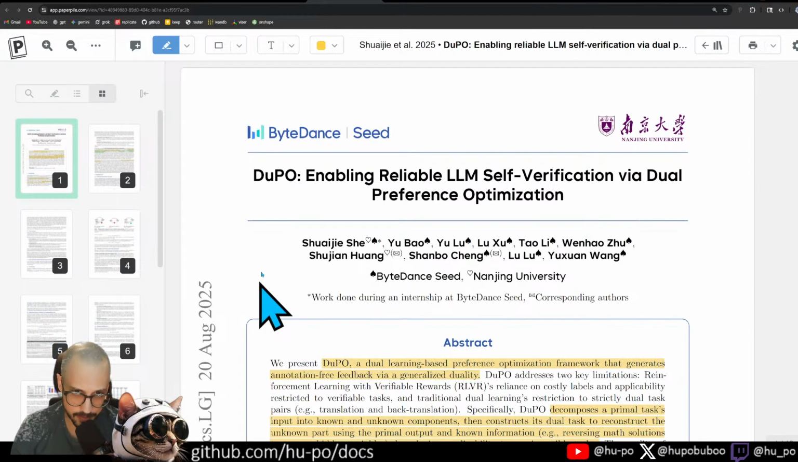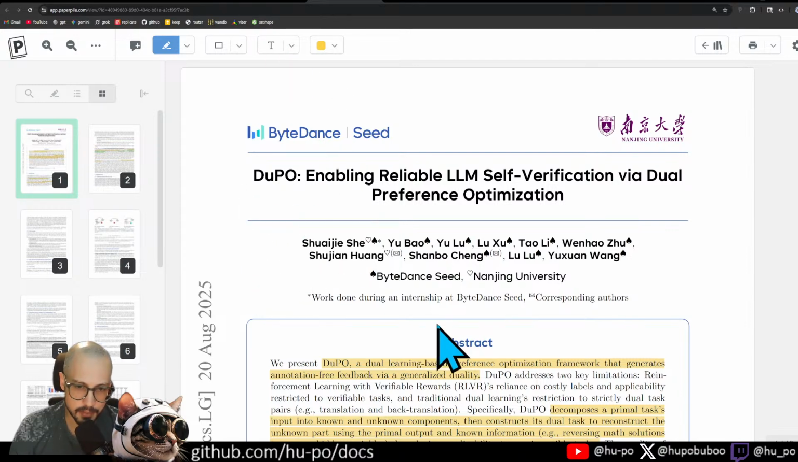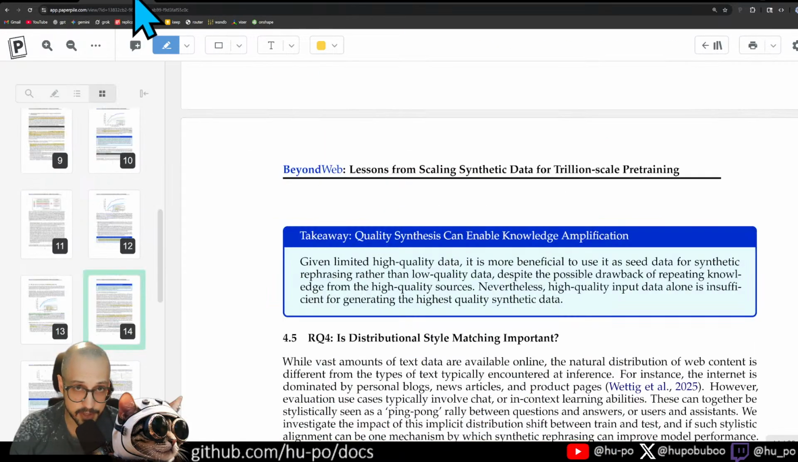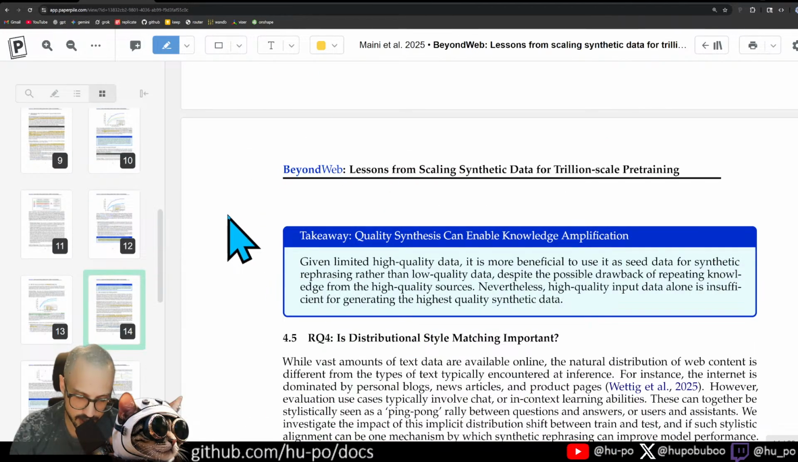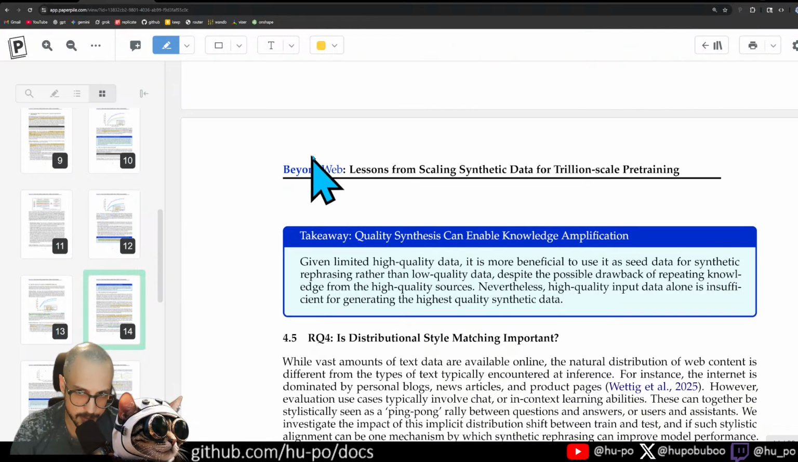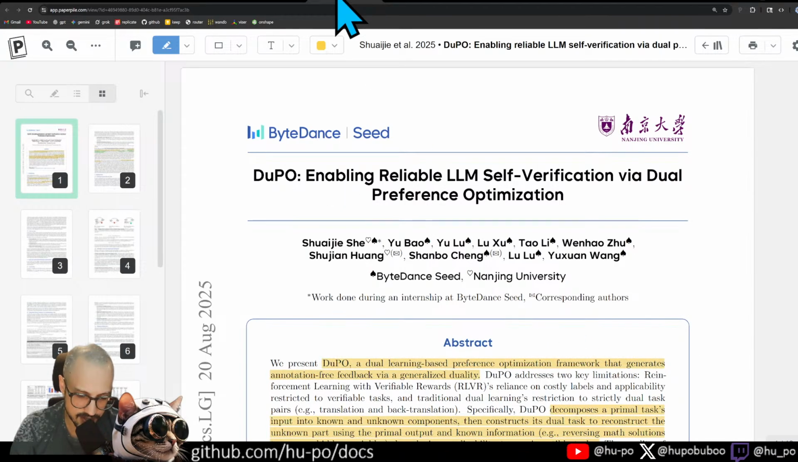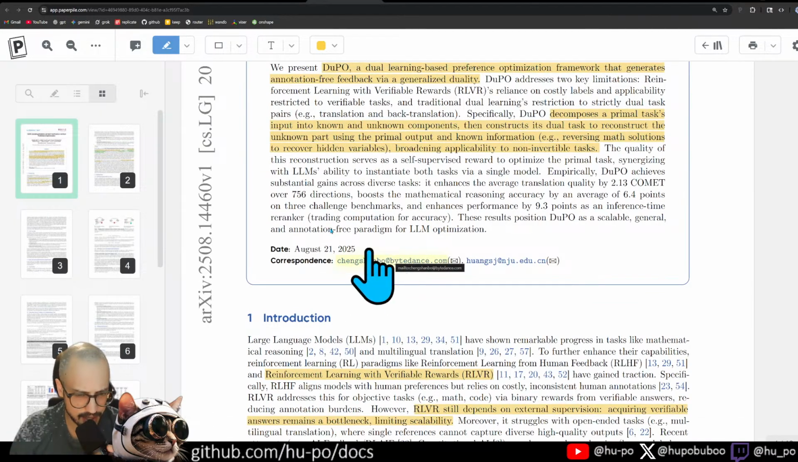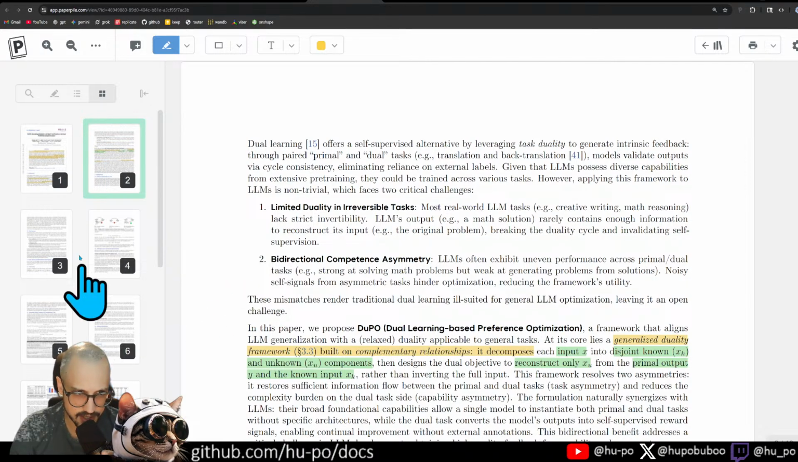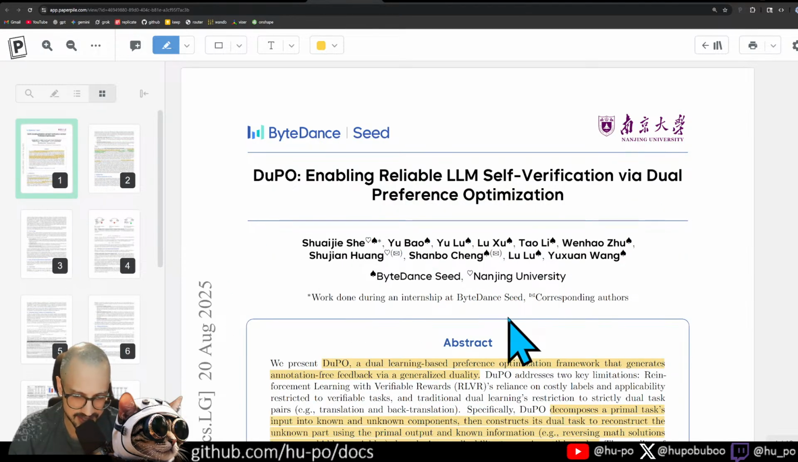Let's go on to this paper here. It's called Dupo. People posted it on the Discord because it sounds kind of like Hoopo, right? Which is the name of this channel. But this is very similar to what we're talking about here, right? The main course for today was this Beyond Web paper where we're talking about scaling synthetic data, right? This idea of rephrasing internet scraped data for better pre-training. And this is a similar idea in which they make it sound very complicated. It sounds like 10 times more complicated than it needs to be, but it's effectively the same idea. It's like data augmentation of text data, right?